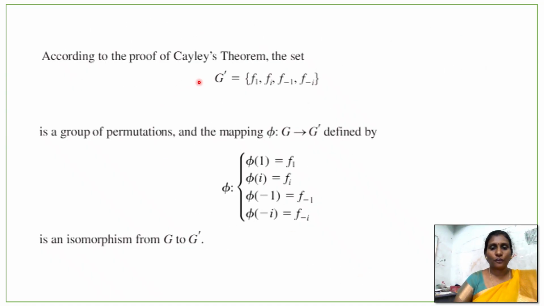So by the proof of Cayley's theorem, G dash is equal to f_1, f_i, f_minus1 and f_minus i. So there is an isomorphism from G to G dash.